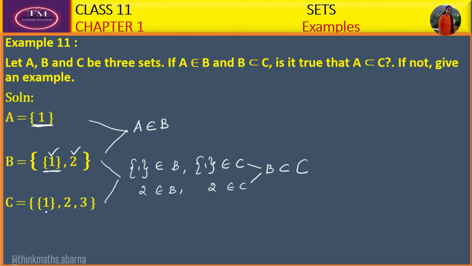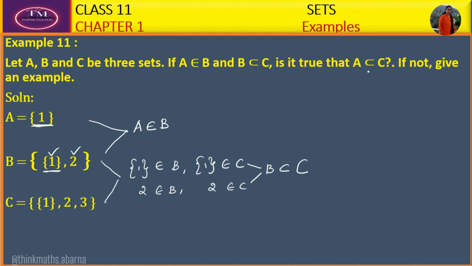So the set of all 1 is in C. The set of all 2 is in C. So that means B is a subset of C. Now we have to check whether A is a subset of C.